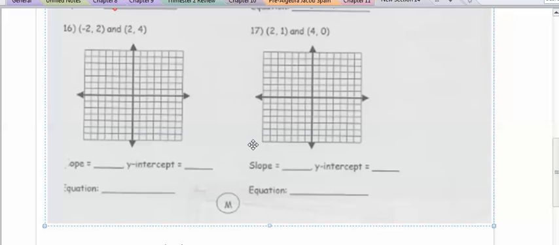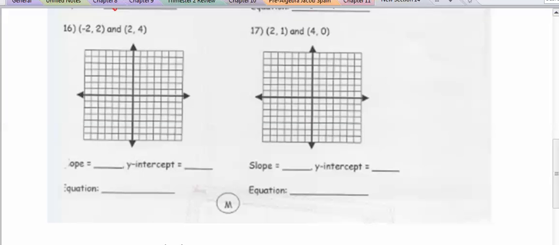A couple more in case you don't have it. If you've got it, then you're done watching it. If you need more help, watch some more.